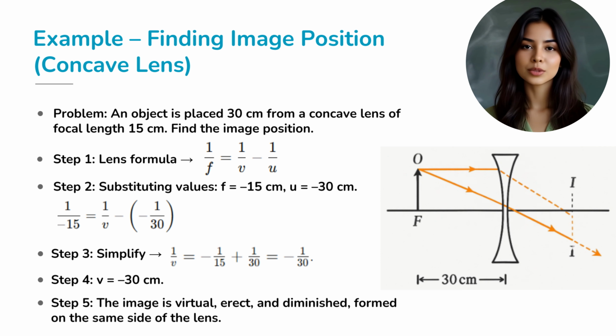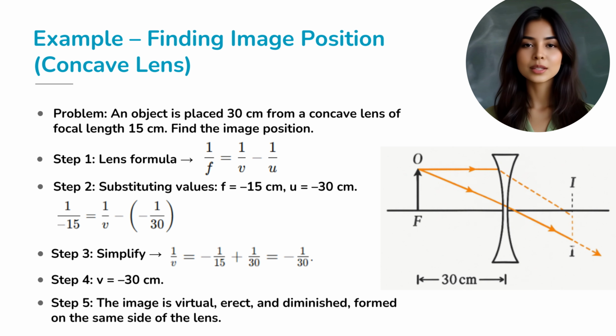Step 2. Substituting values. In our case, the focal length of the concave lens is minus 15 centimeters since concave lenses have negative focal lengths. The object is placed at minus 30 centimeters from the lens as we are considering the left side. So, substituting these into our formula, we get 1 by minus 15 centimeters equals 1 by v minus 1 by minus 30 centimeters.